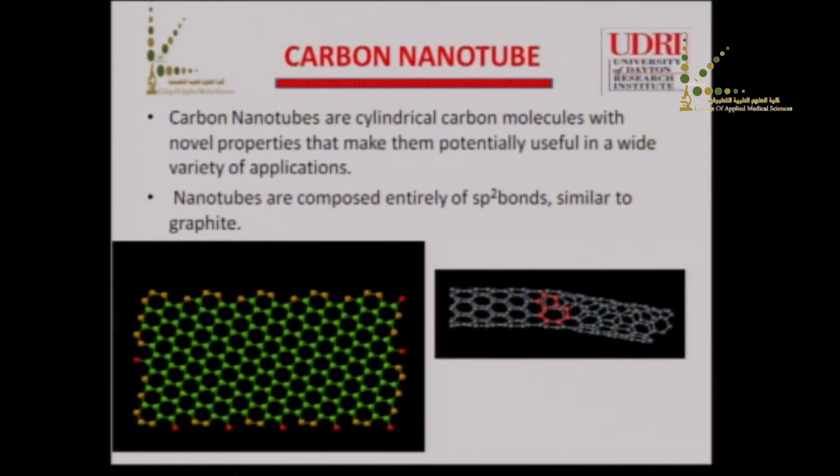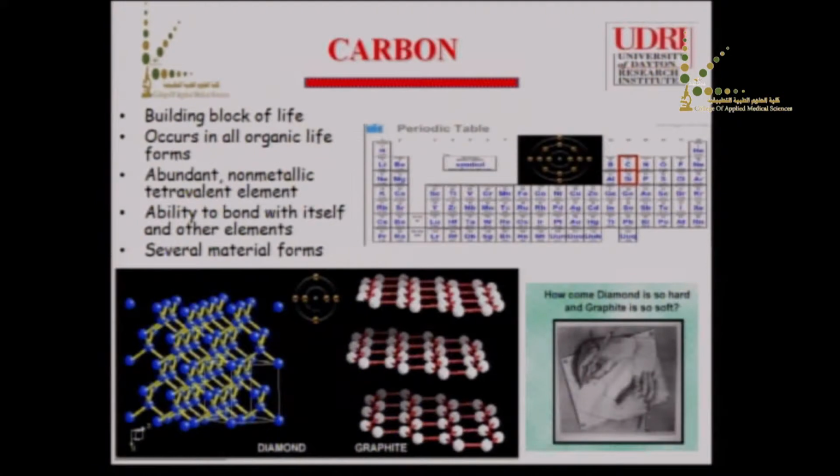Here, I give a small definition about carbon nanotube. It's general, not specific. Carbon nanotube: a cylindrical carbon molecule with novel properties that are potentially useful in a wide variety of applications. Nanotubes are composed entirely of sp2 hybrid bonds, similar to graphite. If you see what I put here: how come diamond is so hard and graphite is so soft? The difference is only the size of the angle and the hybridization. Diamond is sp3 and graphite is sp2.